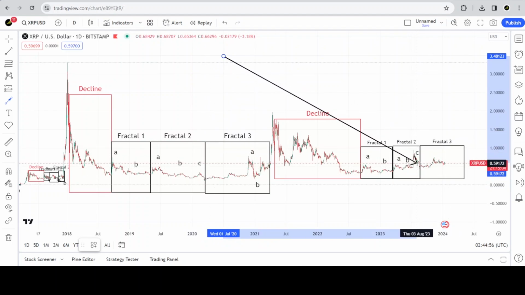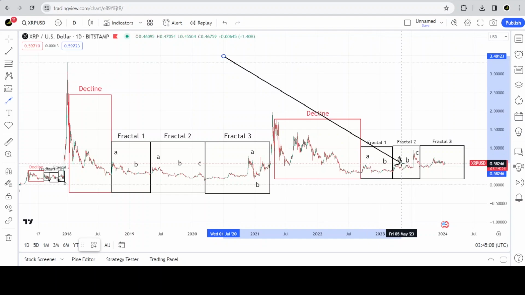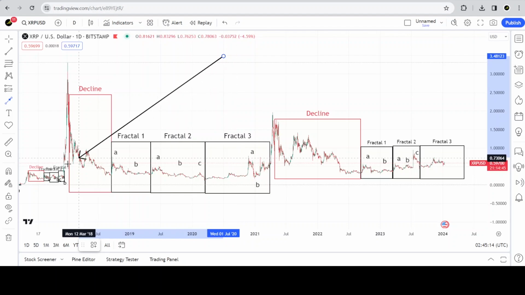In fact, this decline is structurally very similar, extremely similar. It's pretty much the same thing as this decline. So while it looks novel, the basic idea repeats. Now, fractal 3 has played out many times in the past. It's played out over here.